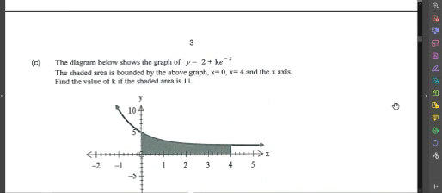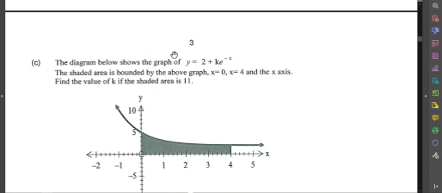The diagram below shows the graph of y equals 2 plus k e to the power of minus x. The shaded area is bounded by the above graph, x equals 0, x equals 4, and the x-axis. So x equals 0, yeah, x equals 4, the graph, and the x-axis. All right, find the value of k if the shaded area is 11. So what do I need to do here? In principle, someone help me.